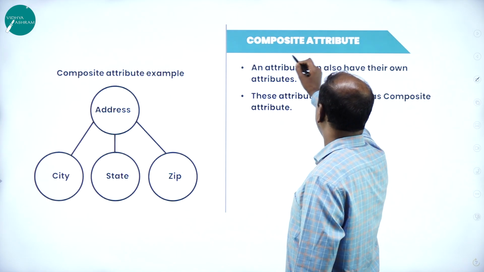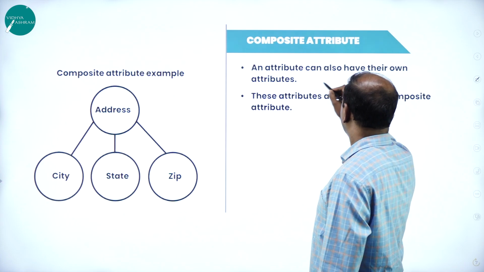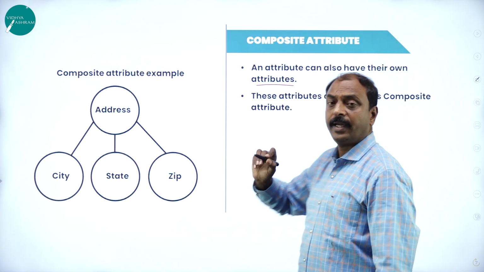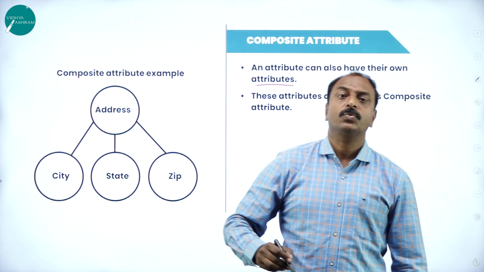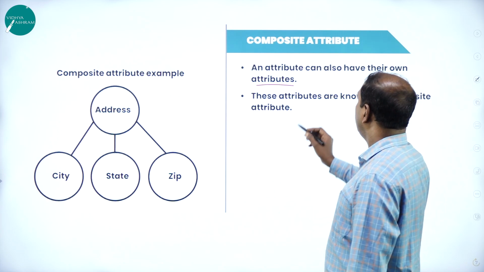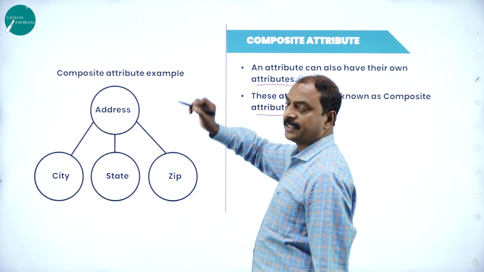This is a composite attribute. An attribute can also have its own attributes. An attribute that can have its own attributes is called a composite attribute. These attributes are known as composite attributes. Look at the example now.